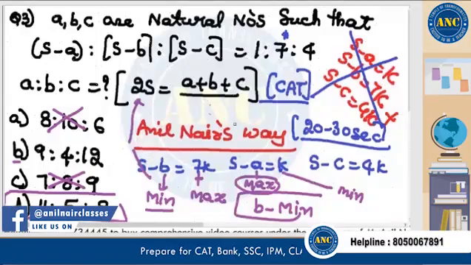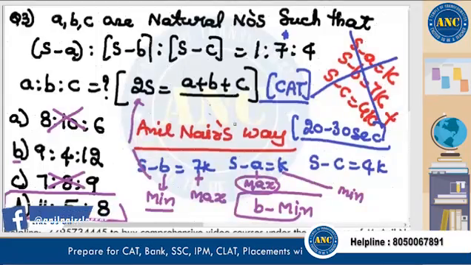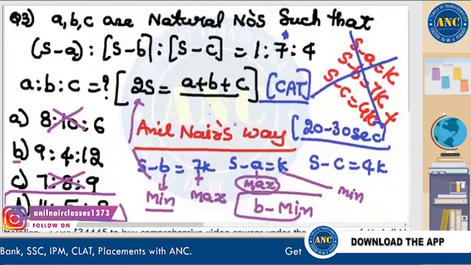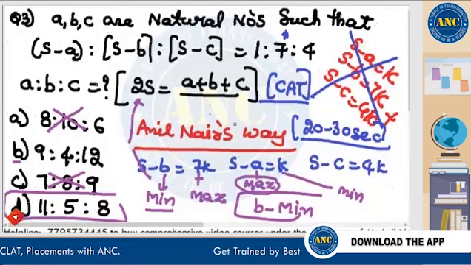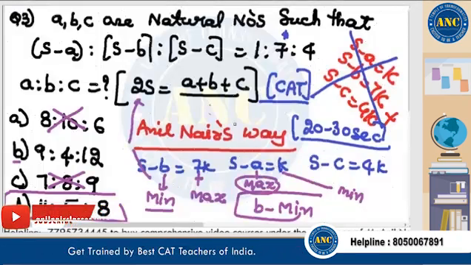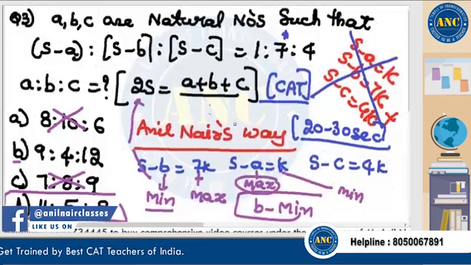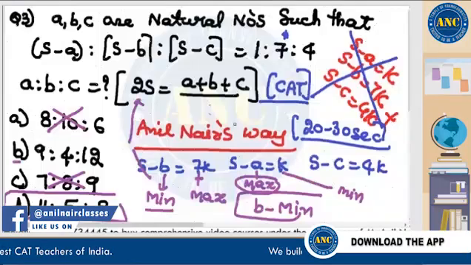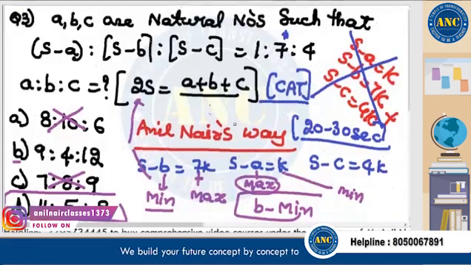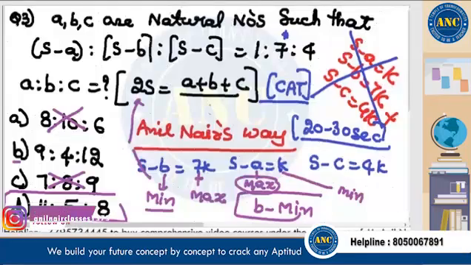8:10:6, it is out. 7:8:9, it is out. Just looking at a question, no mathematics is involved, just my observation. A and C are out. Next, S minus A is 1. 1 is lowest. A is preceded by a minus sign. If 1 is minimum, A should be maximum. In the ratio, A should be maximum. 11:5:8.